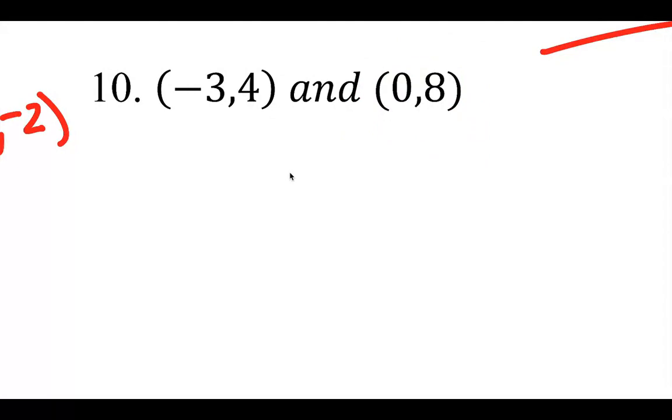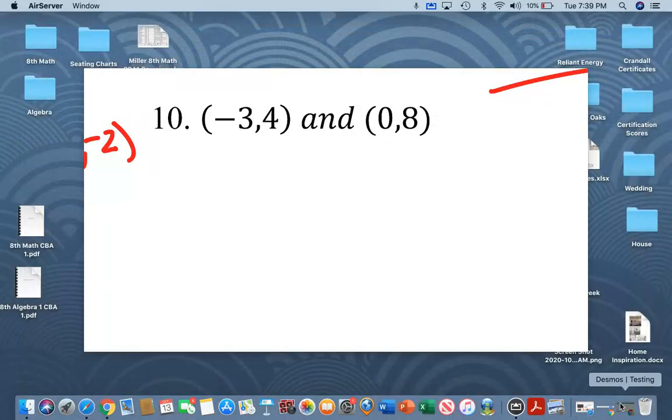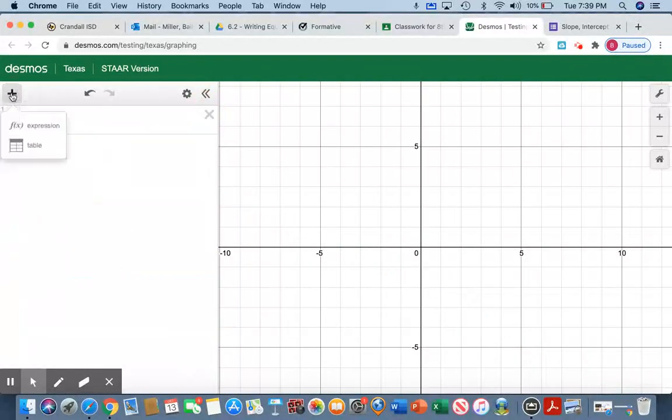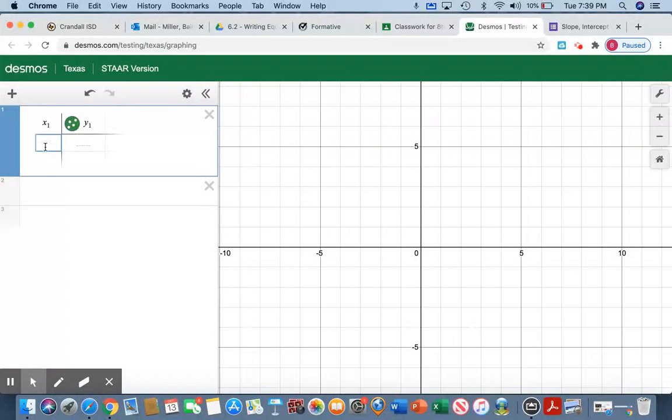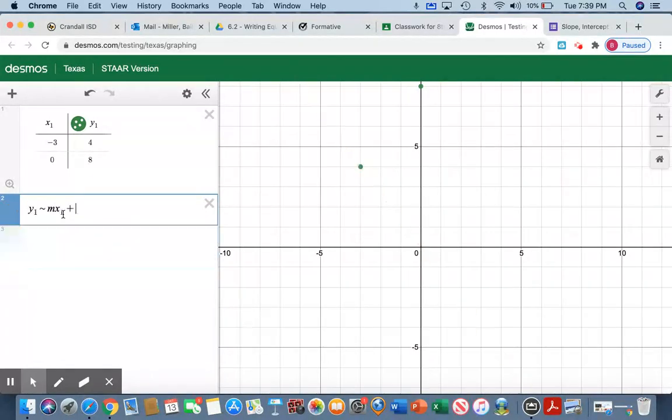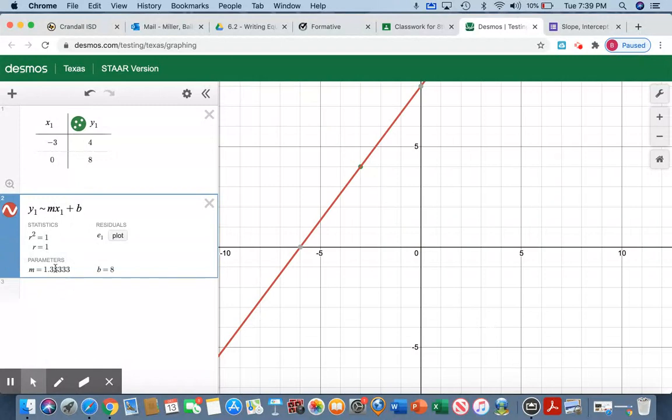So I'm just going to go to Desmos. Let's get rid of all this. Again, plus, table. Put in my first point, which was -3, 4. Second point was 0, 8. Come down below, and I'm typing in y1 squiggly mx1 plus b. I'm given my m and my b.